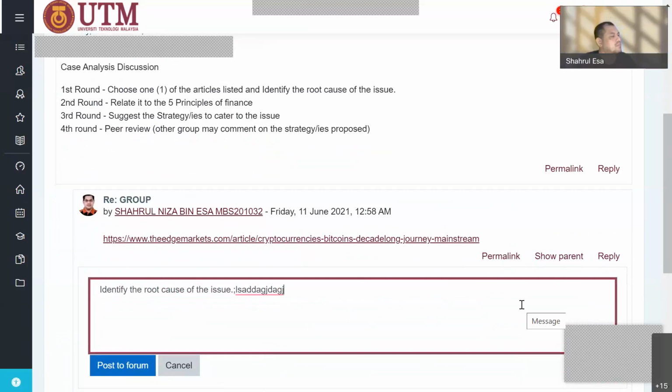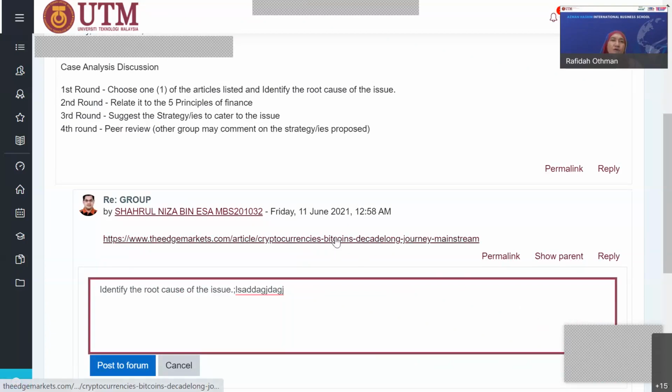Second round, try to relate it with the 5 principles of finance, okay? So what you do is relate it. What is the issue violating in the 5 principles of finance, or what is the issue related to? For instance, this is on Bitcoin. You may relate this to the cash flow, or to the information reflecting the market price of Bitcoin. Okay, you can relate that.